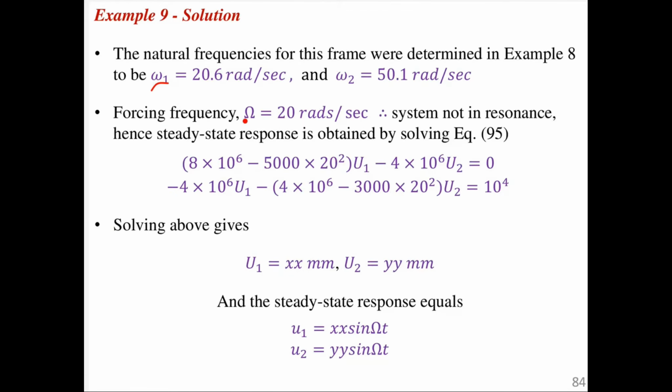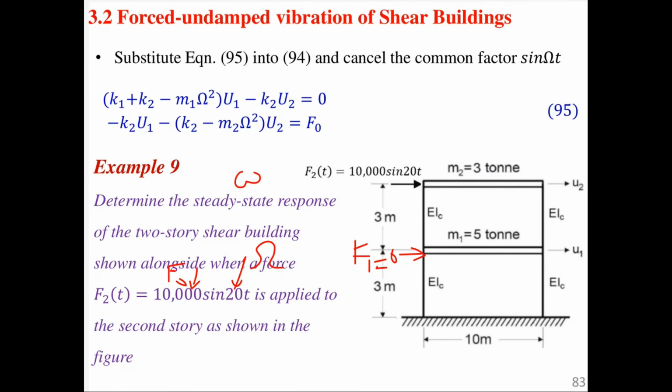So you see, the forcing frequency is 20 rad per sec. The natural frequencies are 20.6 and 50.1. So the system is not in resonance. Hence, a steady state response can be obtained by solving equation 95. If you solve this equation, you'll be able to get the steady state response.